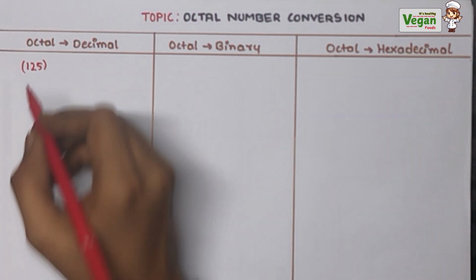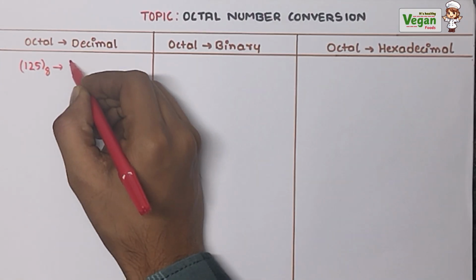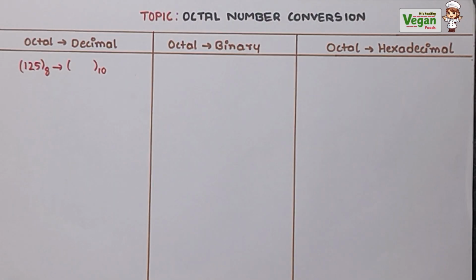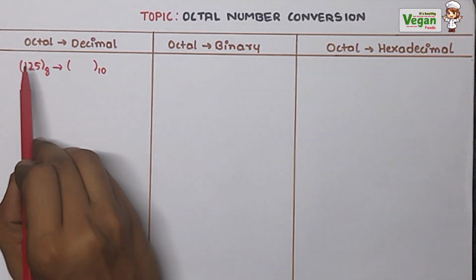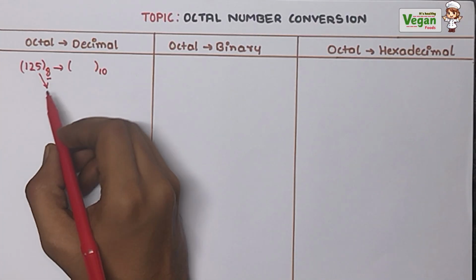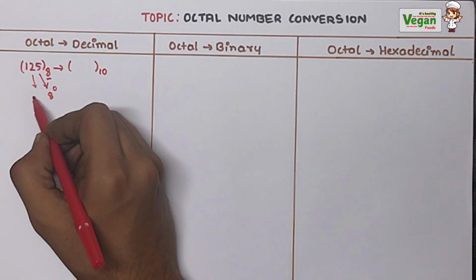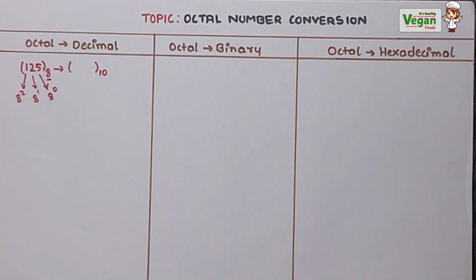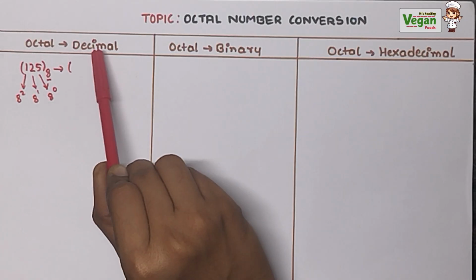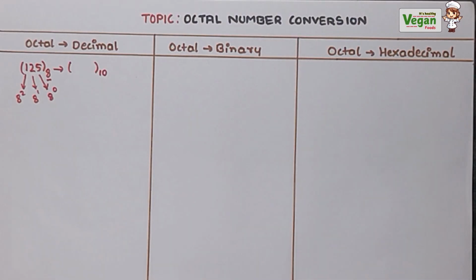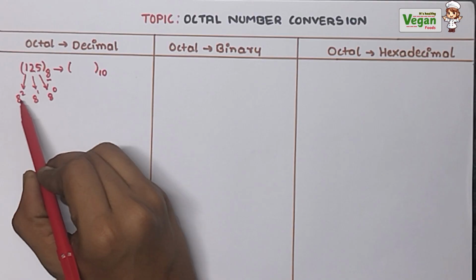The base of the octal is 8. Let's convert it to decimal. What is the base of decimal? Decimal base is 10. So now I must convert octal to decimal. The base is 8, so 8 power 0, 8 power 1, 8 power 2. In the formal method, if you want to convert any number from octal, then first you must convert octal to decimal. Then you can do binary and hexadecimal. Why, I will tell later.